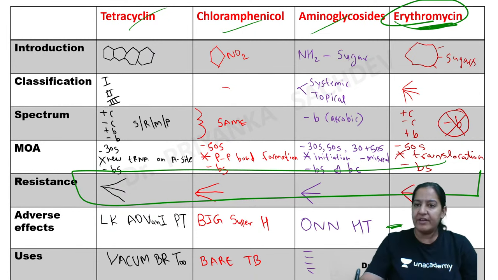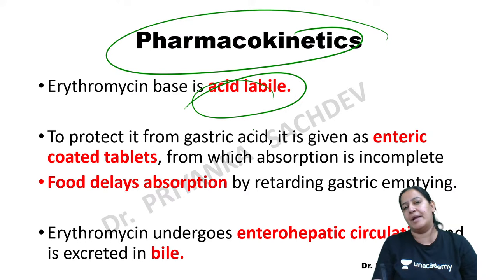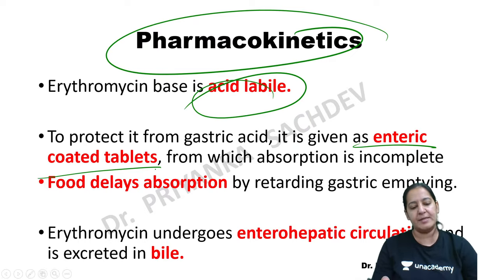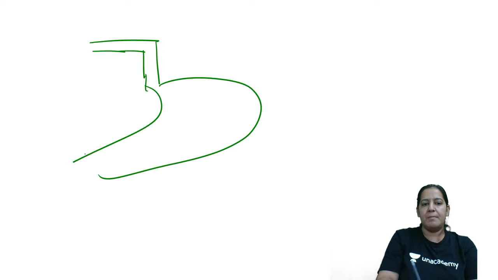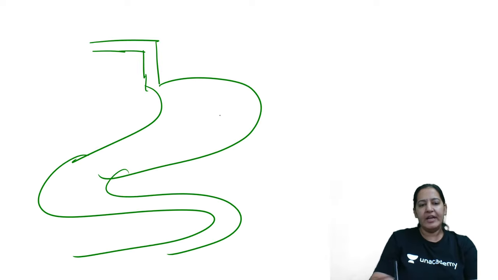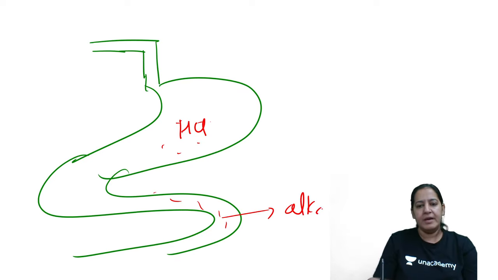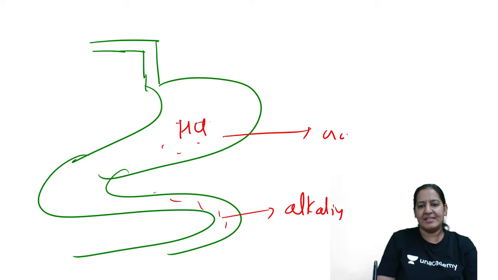So pharmacokinetics of erythromycin. The most important point is that it is acid labile. That's why erythromycin always comes in an enteric coated tablet. Have you seen a tablet of erythromycin? It is always enteric coated. What are enteric coated tablets? So this is the mouth, this is the esophagus, this is the stomach, and this is the intestine. We know the stomach has acid, HCl. It is an acidic medium, and the intestine has an alkaline medium.